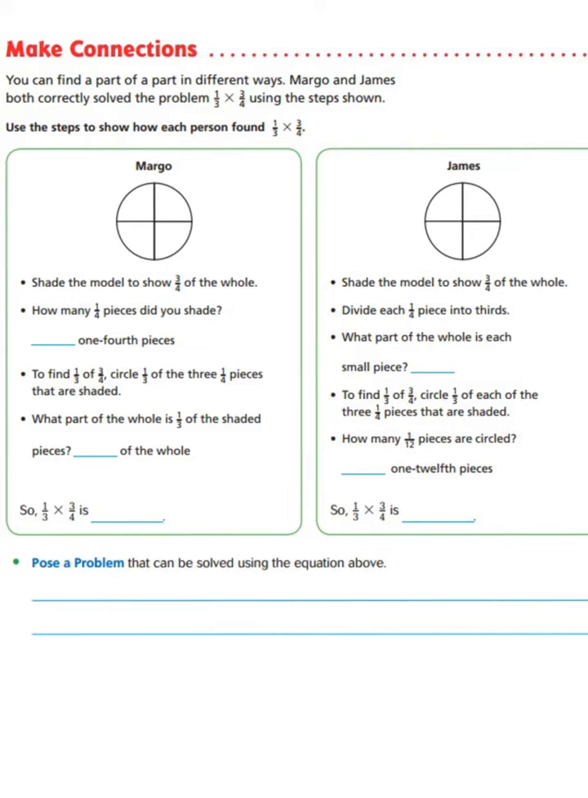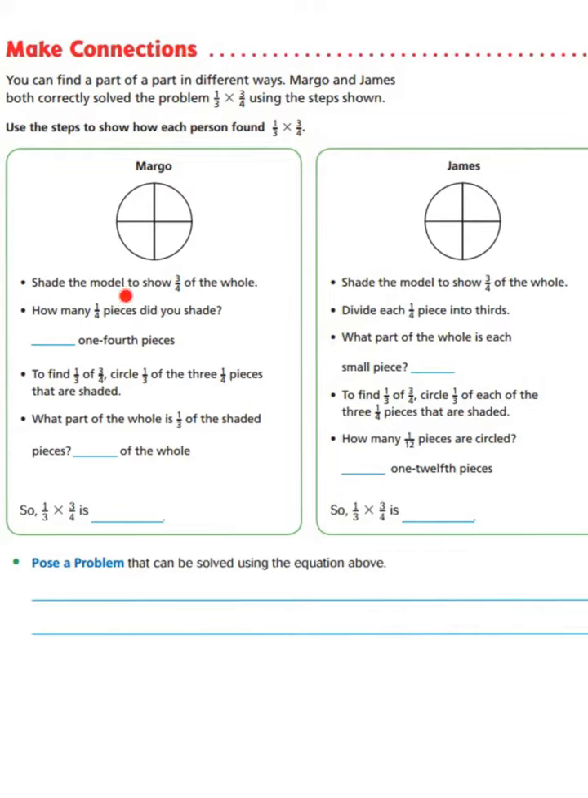Now let's make a connection a little bit deeper. So it says you can find a part of a part in different ways. Margot and James both correctly solved the problem 1/3 times 3/4 using the steps shown. So we are going to use these steps to shade how each person found 1/3 times 3/4. So first we have Margot over here, and then we have James over here.